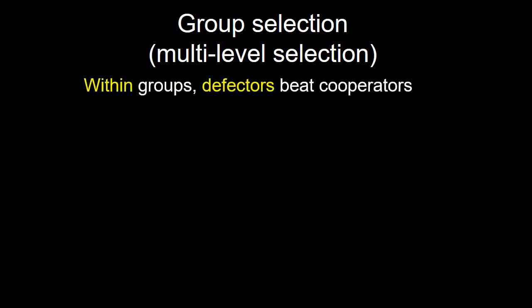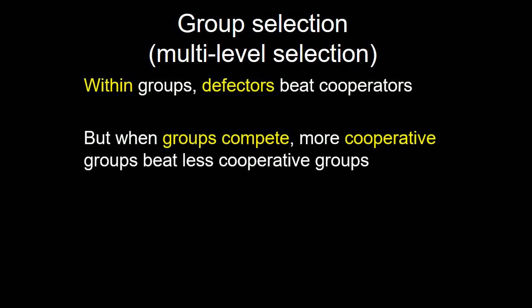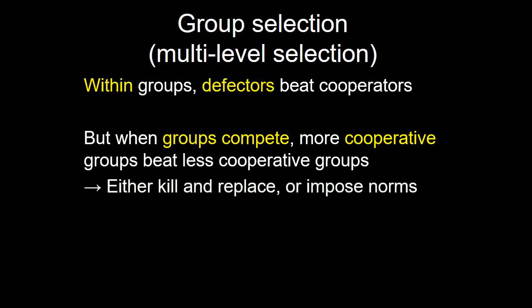And this is called group selection, or it was a reinvention of group selection in the last 20 years or so, where they started calling it multi-level selection. But the basic idea, again, is that even though within groups defectors beat cooperators, when groups compete, groups with more cooperators out-earn groups with defectors.